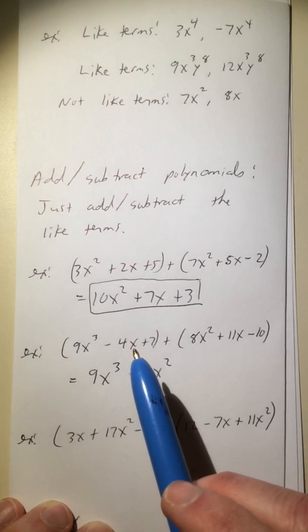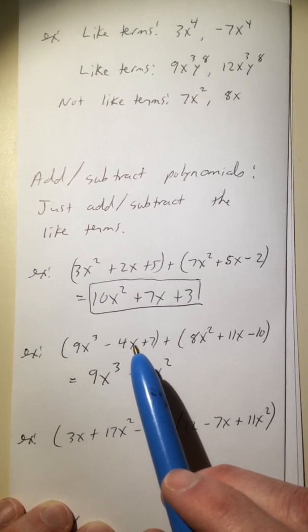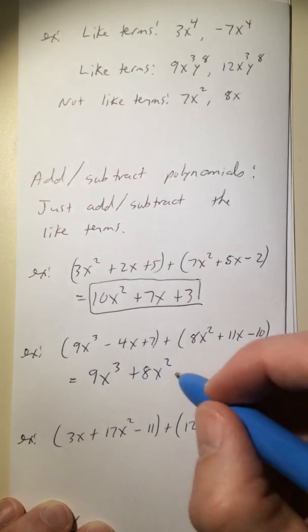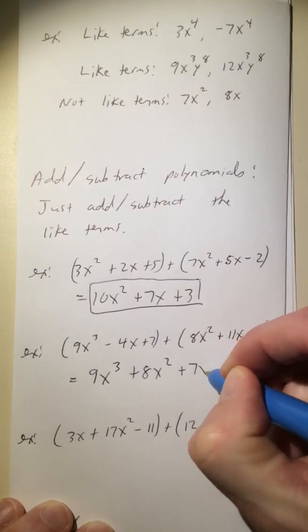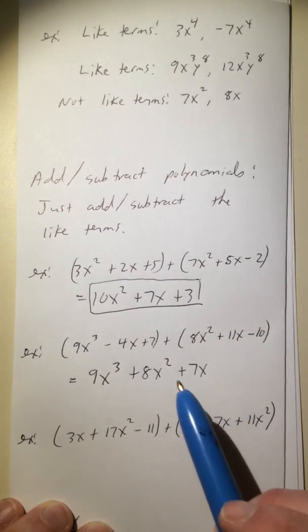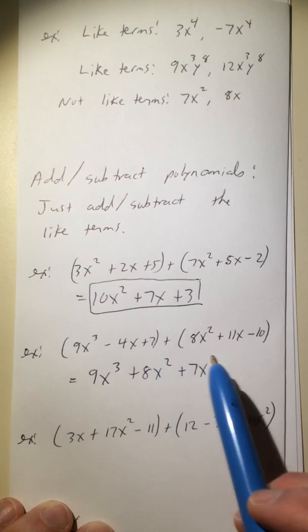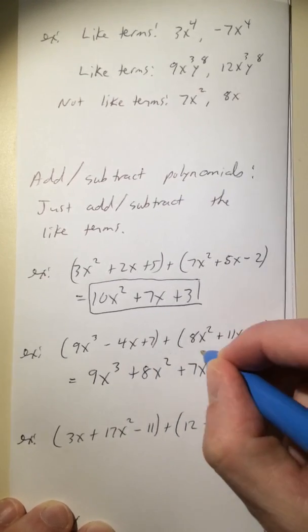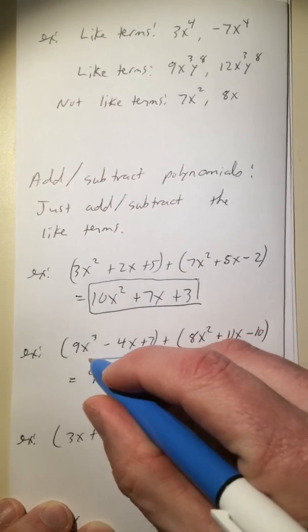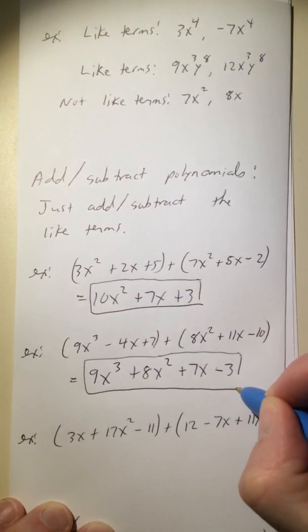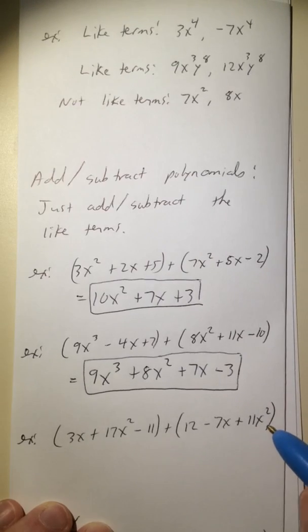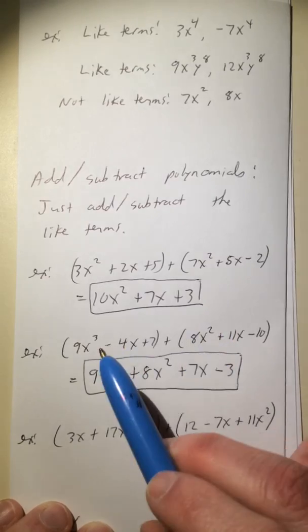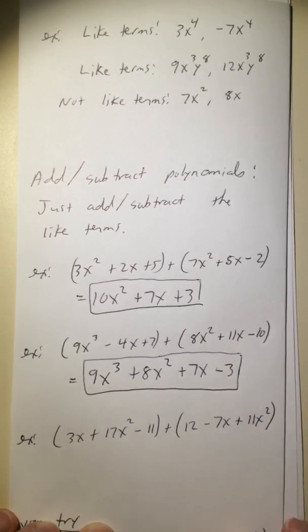And then we go down to the next power, which is the power of 1. We got negative 4x to the first here. We got 11x to the first here. Negative 4 plus 11 makes 7x. And then we have the constant terms. 7 and negative 10 is negative 3. So this is an example of working with polynomials that don't have all the like terms matched up. This one had an x cubed, this one didn't. This one had an x squared, this one didn't. Totally fine, we can still work with that.